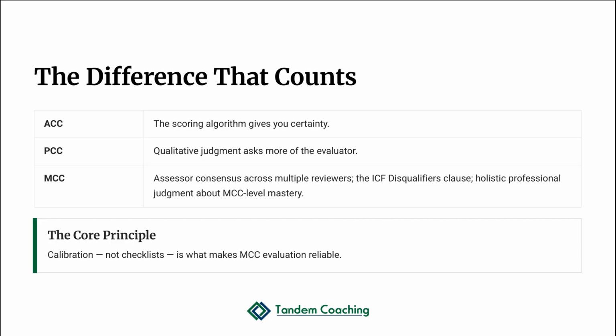At MCC, the bar rises again. Assessor consensus across multiple reviewers. The ICF Disqualifiers clause weighed against explicitly enumerated C1 failure modes. Holistic professional judgment about whether the coaching taken as a whole demonstrates MCC level mastery. Calibration, not checklists, is what makes MCC evaluation reliable. That is the work you have been training for across modules 7 through 9. The next video covers how you bring that calibration into developmental conversation with your MCC candidate.